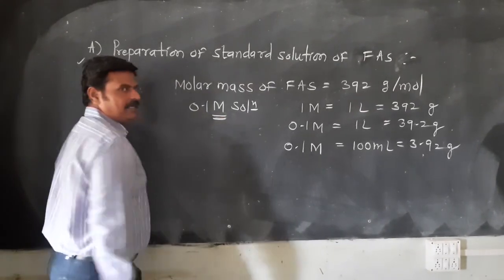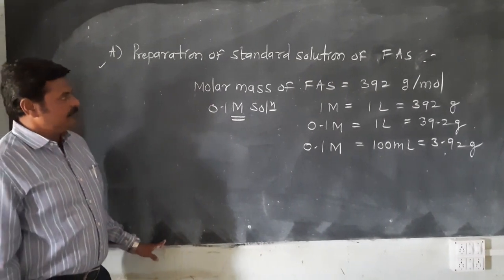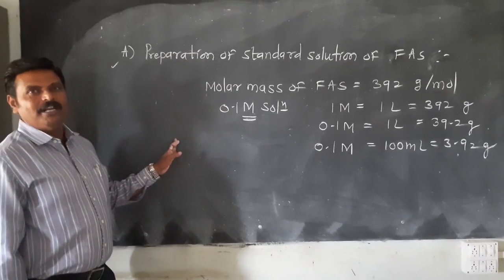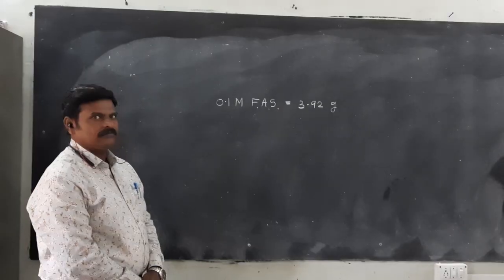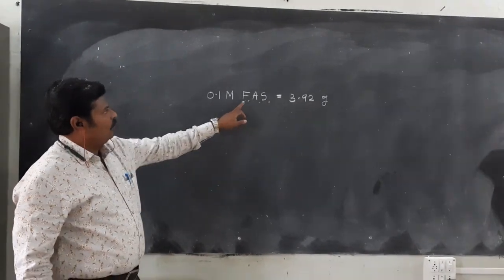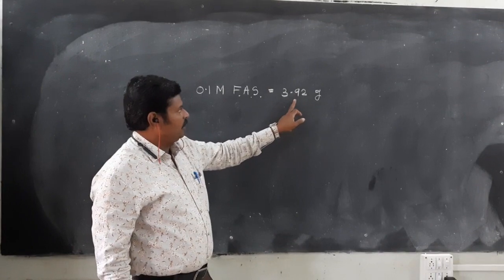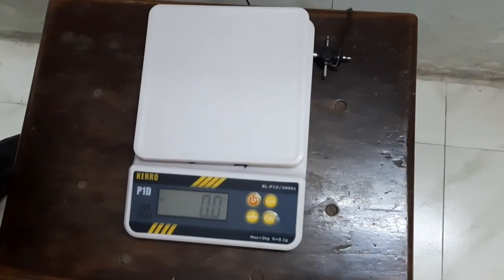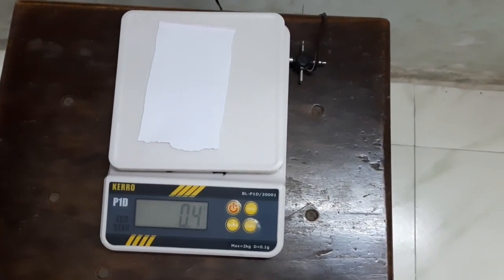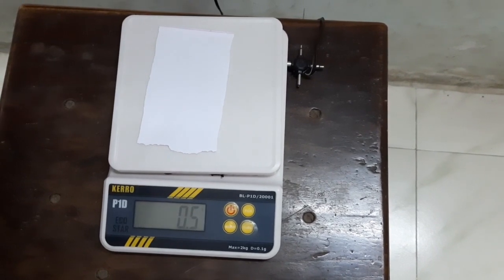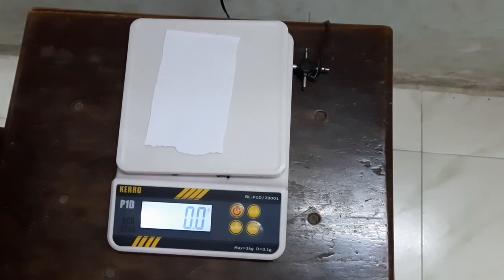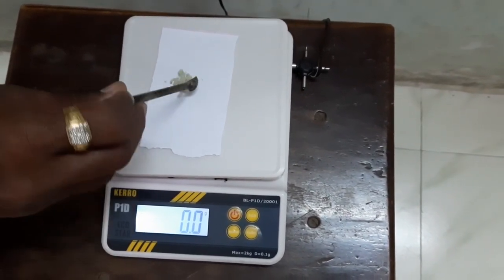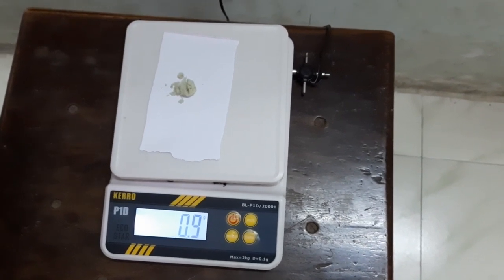And capital M stands for molarity. Molarity means number of moles of solute present in 1 liter solution. For preparation of 0.1 molar ferrous ammonium sulfate, we have to weigh accurately 3.92 gram of ferrous ammonium sulfate powder. To weigh accurately, first put the paper on balance and tap to 0. After tapping 0, we have to weigh ferrous ammonium sulfate powder 3.92 gram.